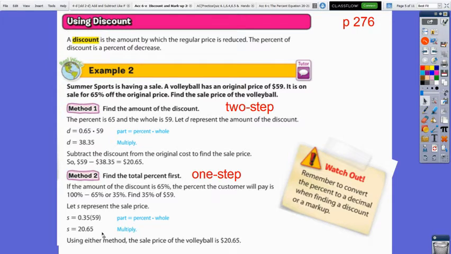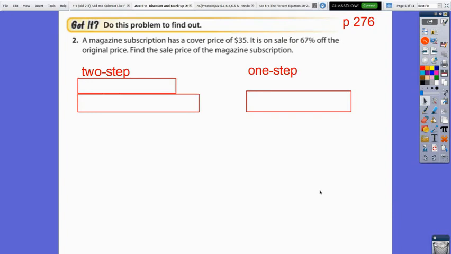So that one-step method, you subtract the discount from 100%, or you figure out what percent you're going to pay given the discount percent. Okay, so let's take a look at an example of that one. A magazine subscription costs $35 normally, but it's on sale for 67% off, 2/3 off, 67% off the original price. What is the sale price?